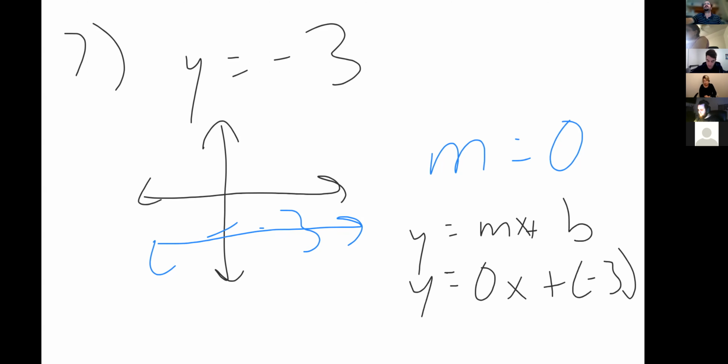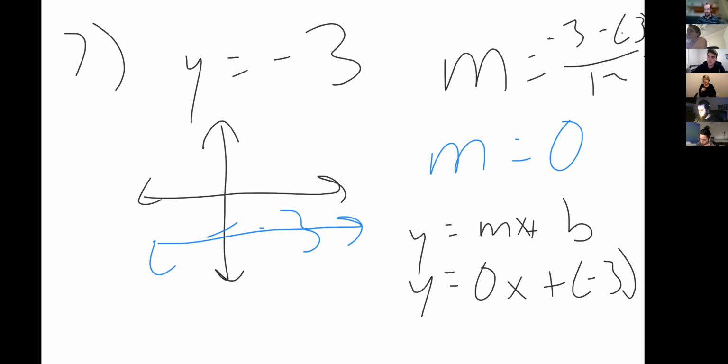So if we have a horizontal or vertical line and ask for the slope, the vertical is always undefined. That will be the correct answer. If it is a vertical line, it's undefined. If it's horizontal, it is 0. Because if we find our slope, we're going to get something like -3 minus -3 over some number. I'll just throw in a number. What we end up getting on the top is 0, and 0 on the top is 0.